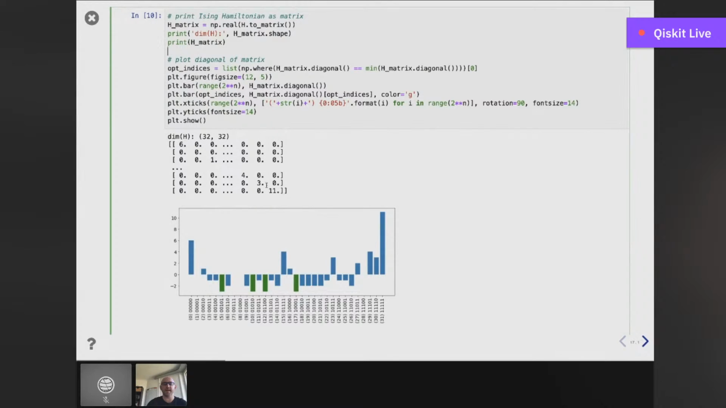As I said, the matrix is diagonal, as you can see here, and by construction it has only real values. And what we do here at the bottom is we plot the eigenvalues with respect to the computational basis states. So the basis states are given here in integers and binary representation, and the y-axis gives you the value of the eigenvalue. And you see here that there are 4 values that are optimal.